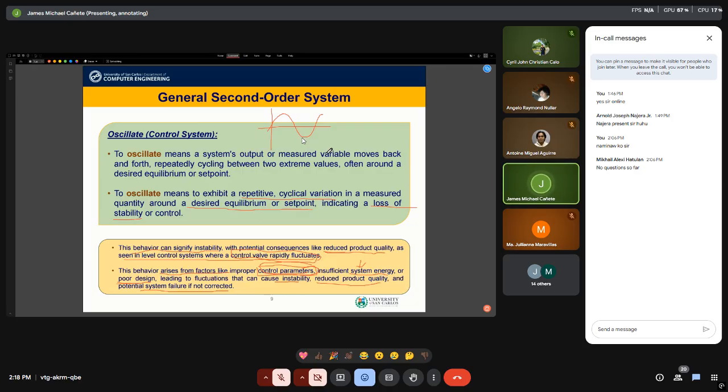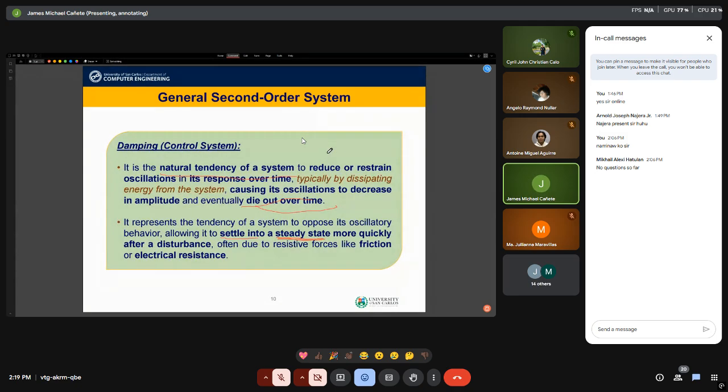But some systems, by design or by nature, diba, natural response is oscillating. So damping in control systems is the natural tendency of a system to reduce or restrain oscillations. So natural tendency. Sabot ani, what does this mean? Natural tendency is it's built into itself. A second order system has a built-in method of lowering or reducing the oscillations, the instability of itself. Typically by dissipating energy from the system.